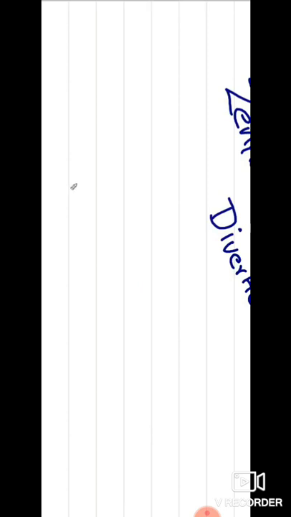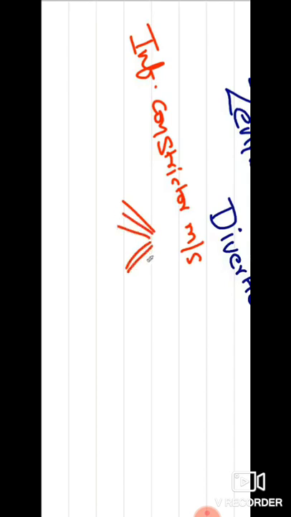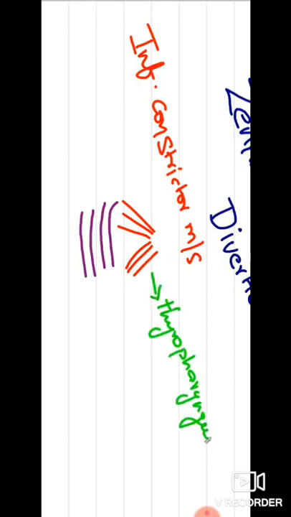Hi friends, today I am going to discuss about Zenker's diverticulum. For this you have to know the anatomy of the inferior constrictor muscle, which lies near the pharyngoesophageal junction. This inferior constrictor muscle has two types of muscle layers, the upper oblique layer and the lower horizontal layer. The upper oblique layer is called the thyropharyngeus muscle and the lower horizontal layer is called the cricopharyngeus muscle layer.